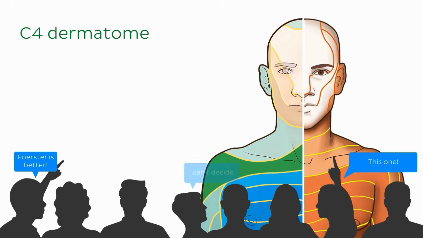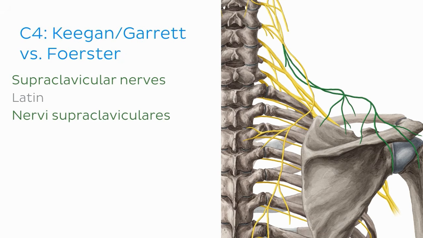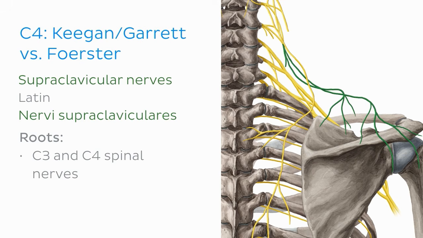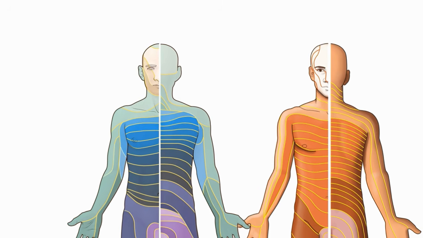Well, we found sources which support both arguments, which more than likely comes down to individual variation. For example, the superior pectoral area, as well as the deltoid areas, are innervated by the supraclavicular nerves, which happens to show variably in at least 50% of the population. This group of nerves are usually composed of nerve fibers from only the C3 and C4 spinal nerves, which would support the Forster map. It may also variably contain fibers from the C5 spinal nerve, which in such cases would support the Keegan and Garrett map.